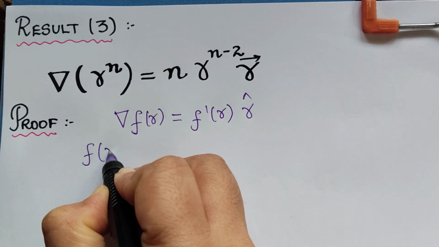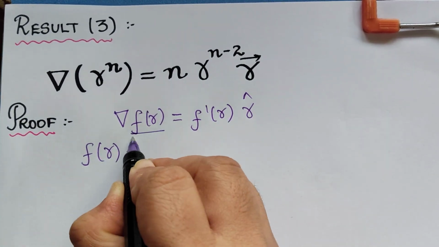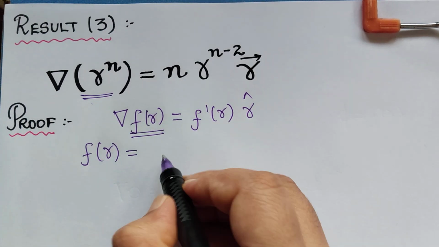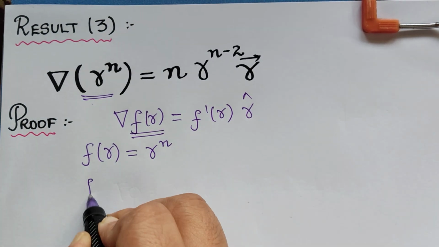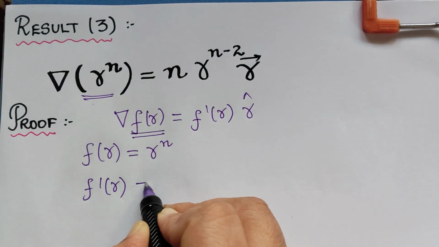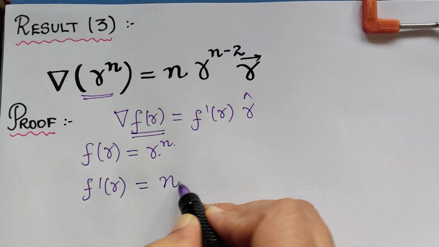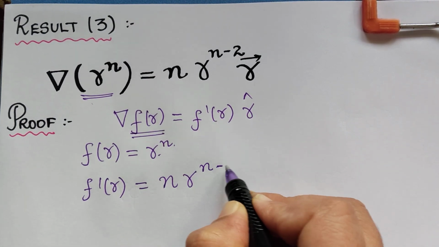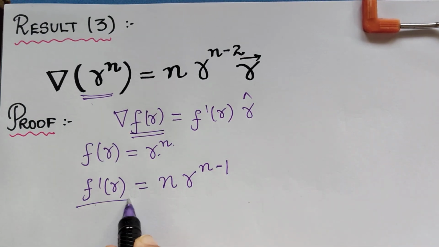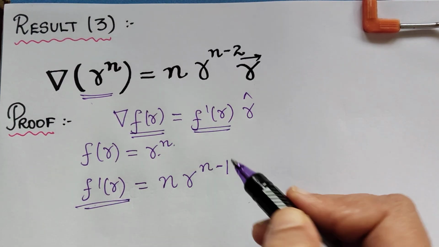Now what is f of r given here? At the place of f of r we are having r to the power n. So what will be f dash of r? The differentiation of r power n, which will be n r power n minus 1. Now we shall take this f dash of r and substitute in this formula.